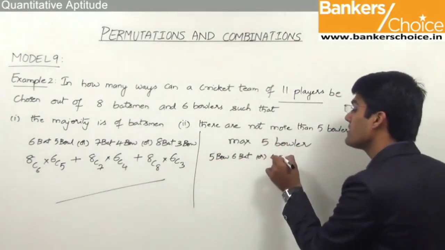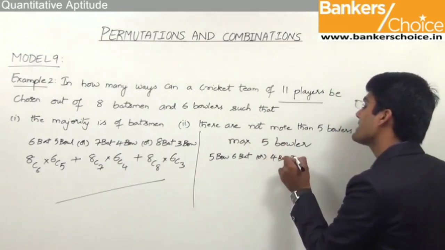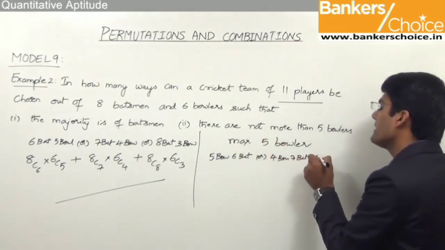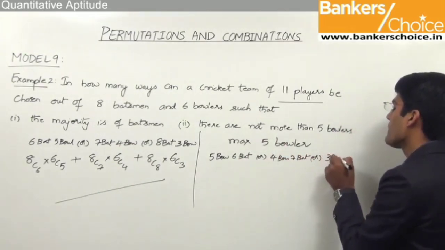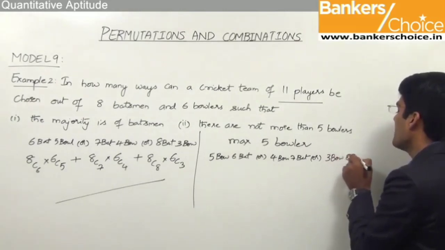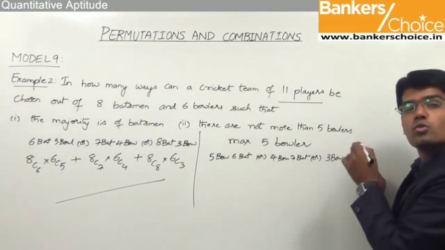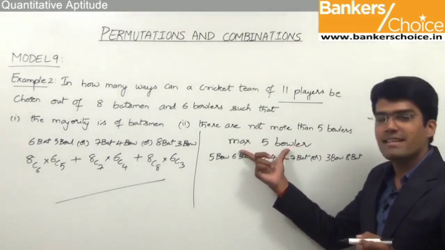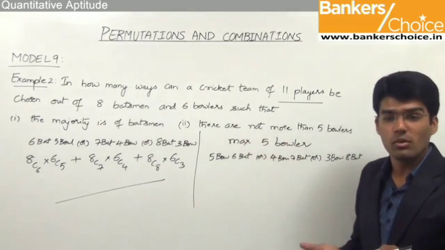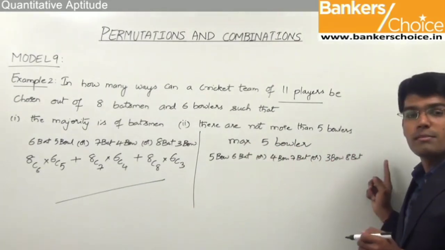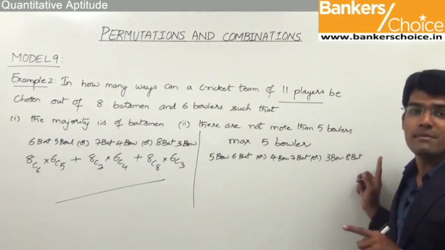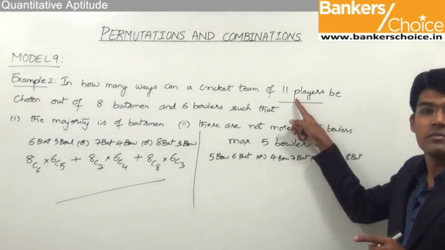There can be 4 bowlers and remaining 7 are batsmen, or there can be 3 bowlers, remaining 8 are batsmen, and likewise we can go for 2 bowlers as well. Why? Because maximum it says there must be 5 bowlers, minimum can be 0. So we can also have 2 bowlers, but when there are 2 bowlers there should be 9 batsmen. Why? Because team is to be of 11 players.